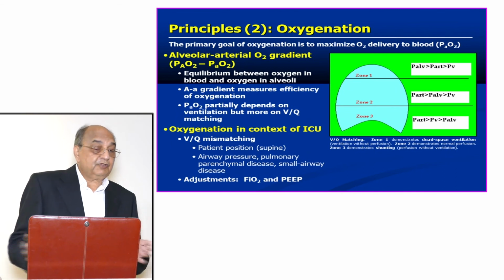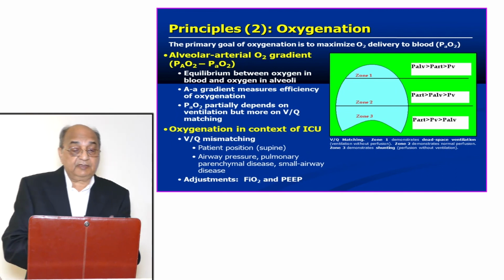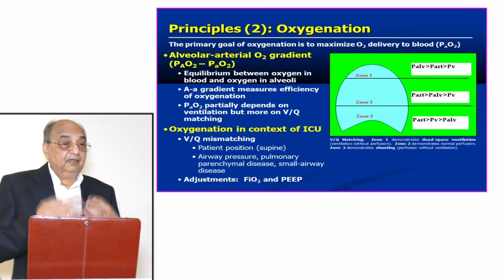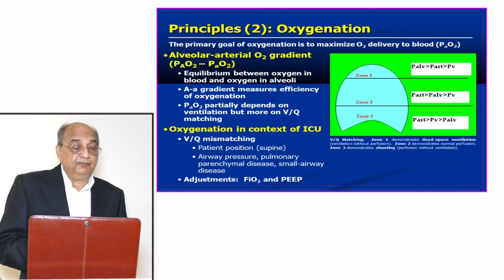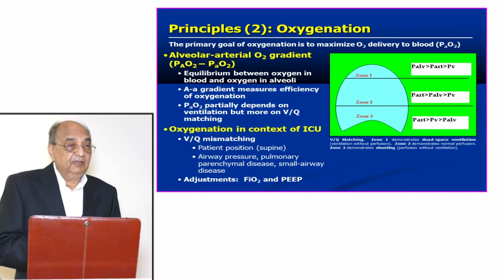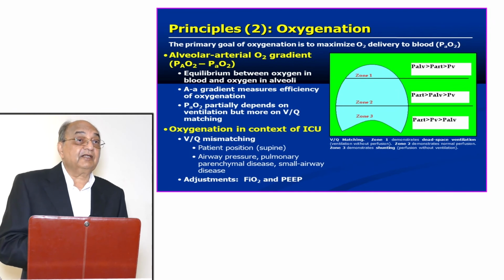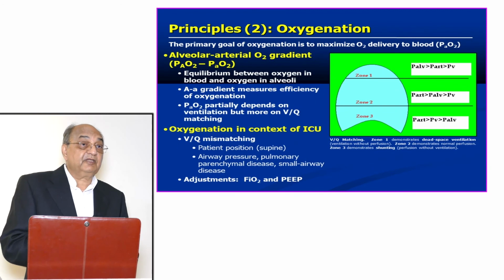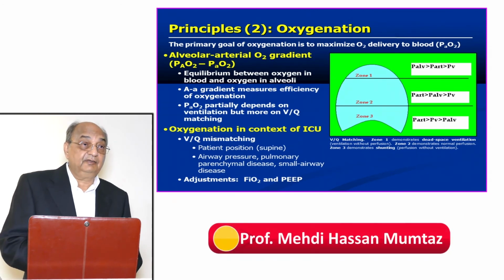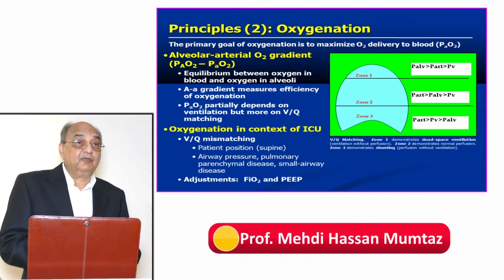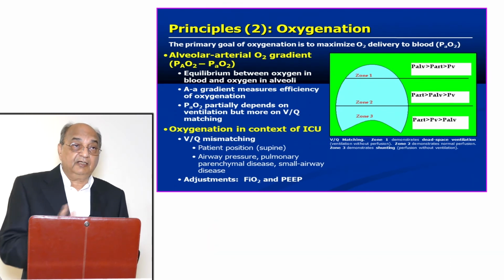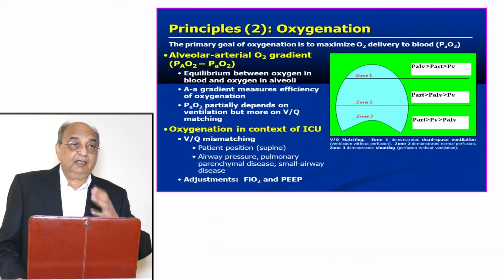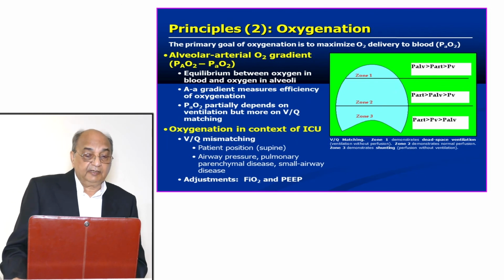Then we come to oxygenation. Now oxygenation is what are the things by which we can maximize the oxygen which goes to the blood? That is, in the blood means we look at the PaO2, partial pressure of oxygen in the arterial blood. That is our objective of ventilating these patients. Getting rid of carbon dioxide and having the oxygen into the blood being delivered.